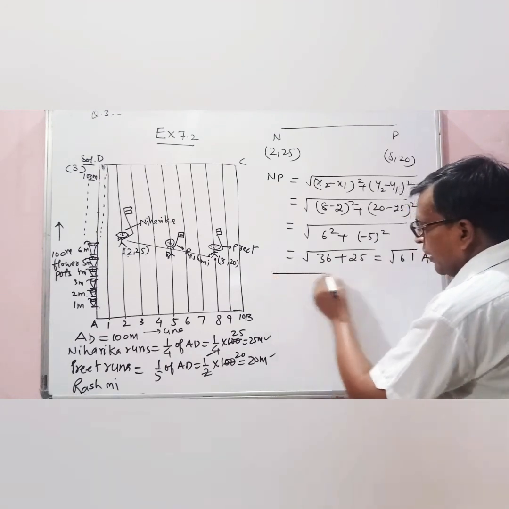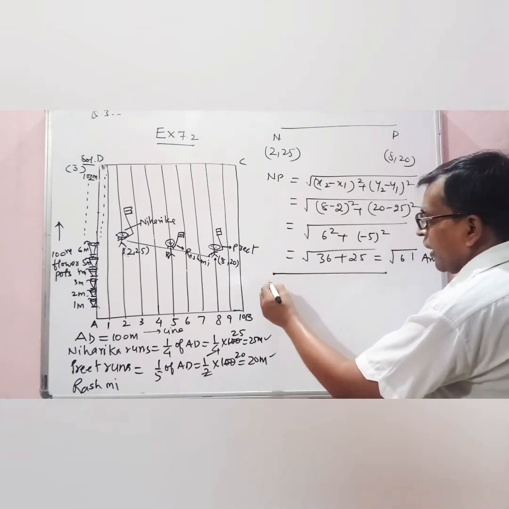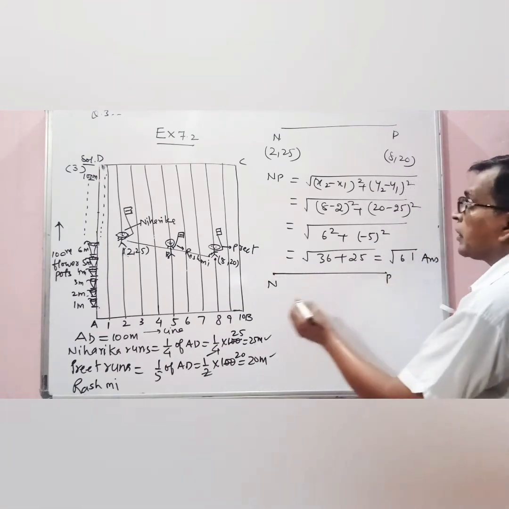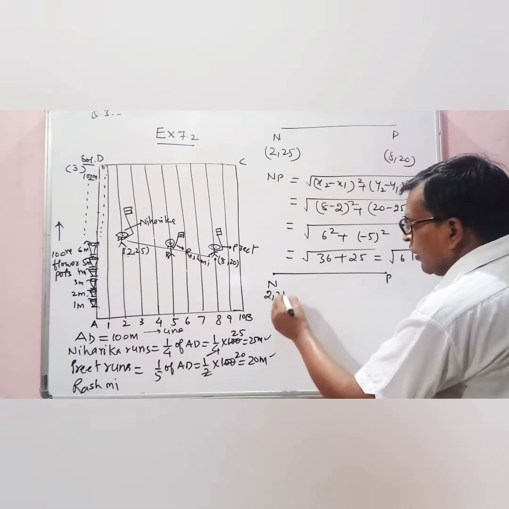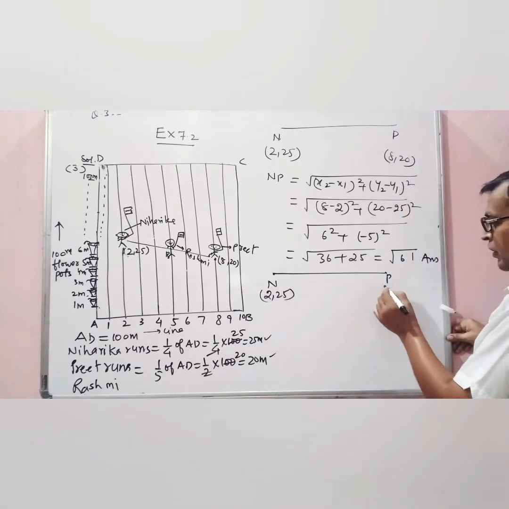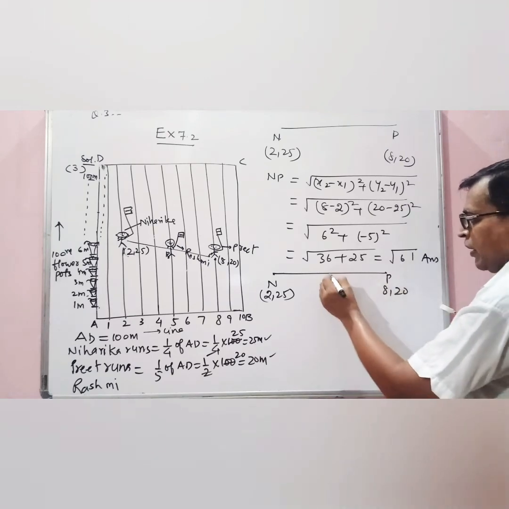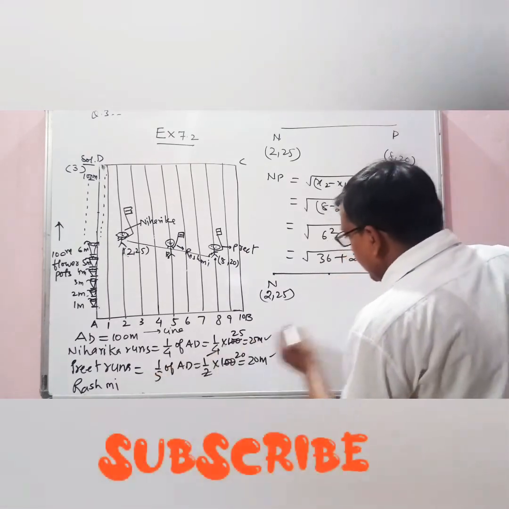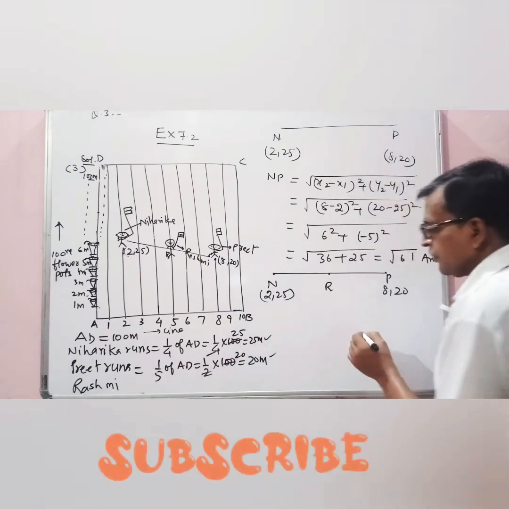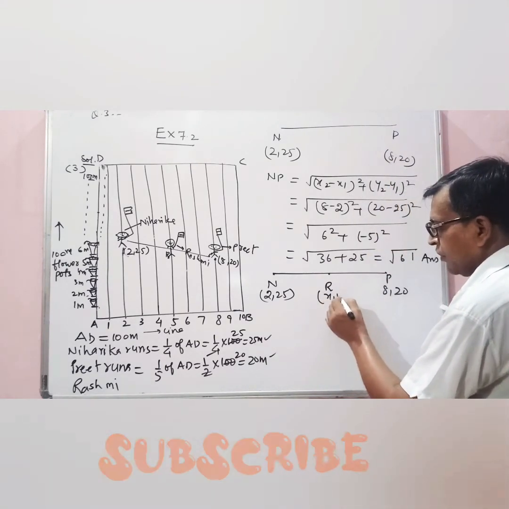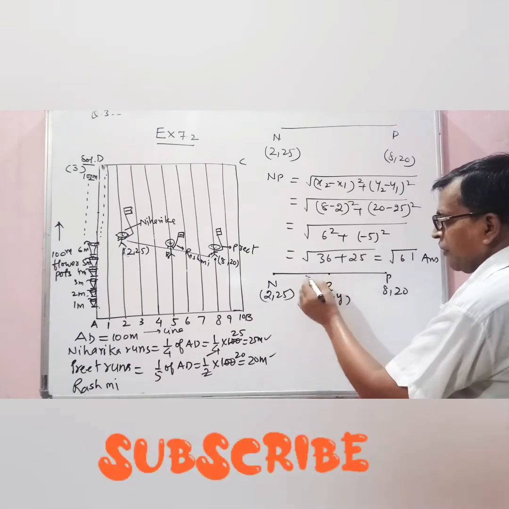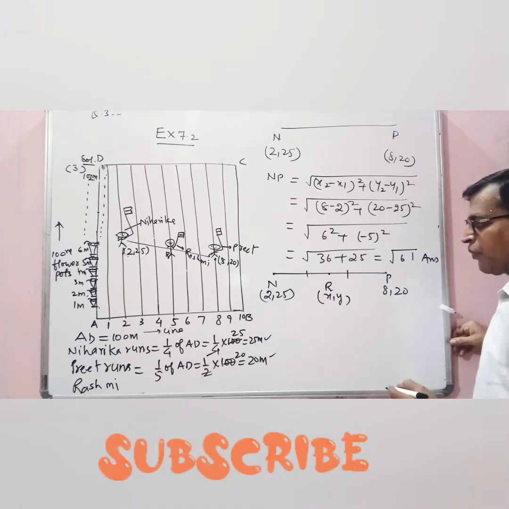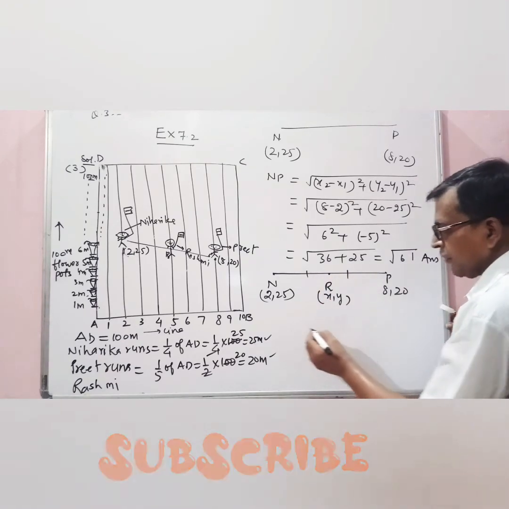Now, once again, we make it here. Niharika and Preet, at 25 and Preet at 20. Between Niharika and Preet, Rashmi is coming. We write R here, and for this point we find x comma y. R is coming at the middle only. Then using the midpoint formula, we find the x and y.